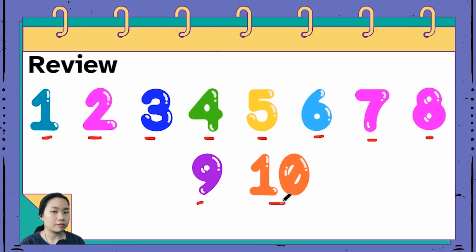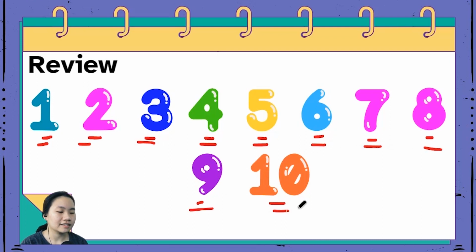Now let's do it a little bit faster, okay? 1 to 10. Now way faster. 1, 2, 3, 4, 5, 6, 7, 8, 9, 10.